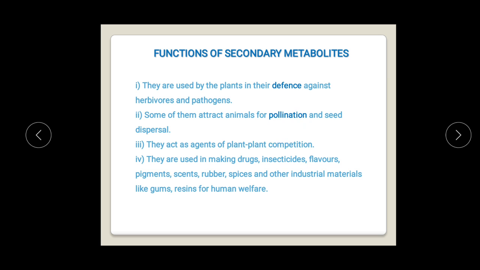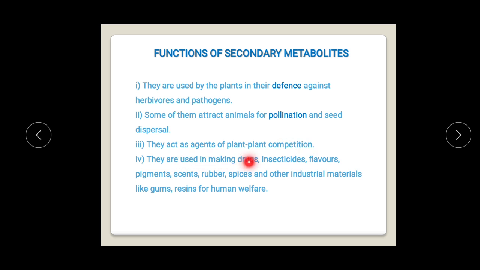Animals are required, and these animals are attracted due to the presence of secondary metabolites, because these are important for the formation of the beautiful colors of the flowers. So to attract these animals for pollination and seed dispersal, secondary metabolites are very important. They also act as agents of plant competition. Plants compete with other plants, and within that, these secondary metabolites are important.